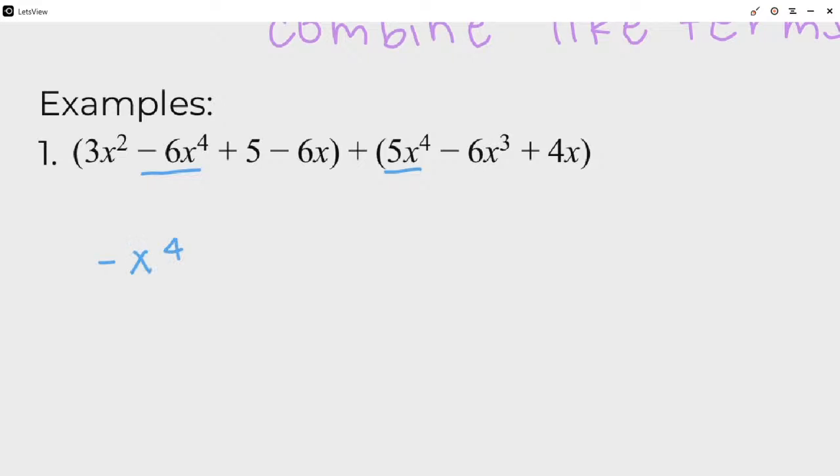Next, I have 6x cubed, and that's it. So minus 6x cubed. Then for the squared, I only have the 3x squared. So that'll be plus 3x squared. And then for the x, I have negative 6x and 4x. So that's going to be minus 2x. And my 5 is the only constant left. So that's how we add.